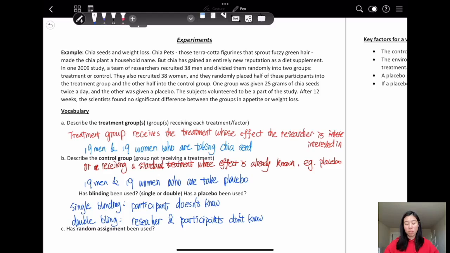Okay, so is this a blinding experiment? Did they mention it? No, they just say they randomly placed them into half of the group. So no, this is not a blinding experiment.